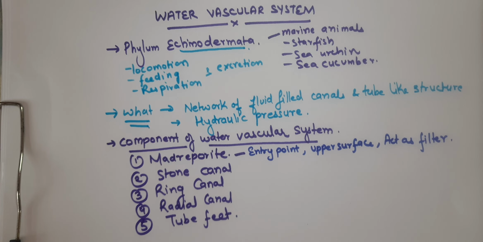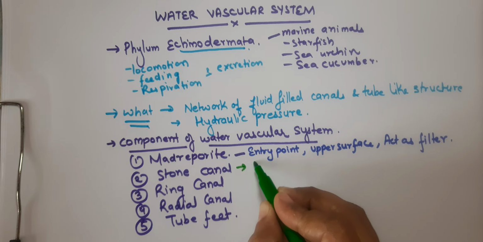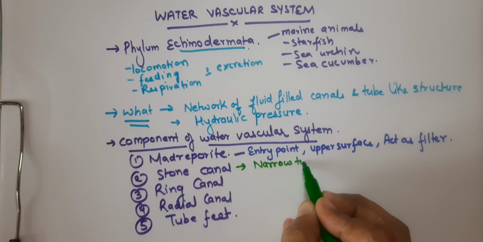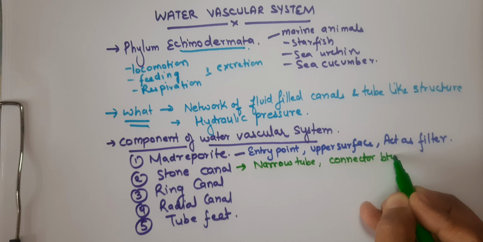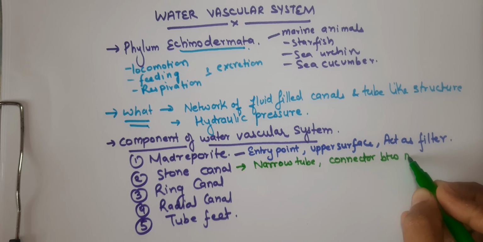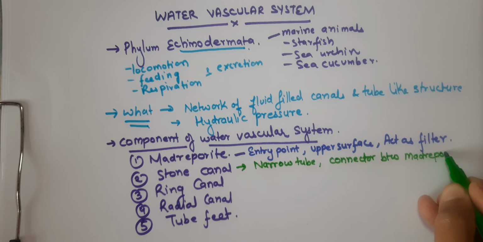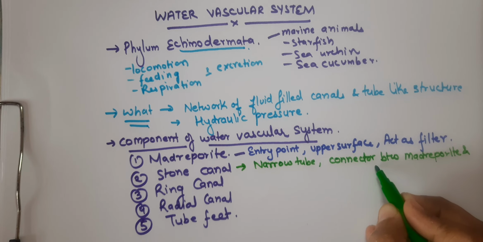The water vascular system starts with the entry of water. It is usually found on the upper surface and acts as a filter to prevent debris from entering the canal. Now let's move to the second one, the stone canal. Students, the stone canal is a narrow tube that connects the Madreporite to the ring canal. It acts as a connector between the Madreporite and the ring canal.